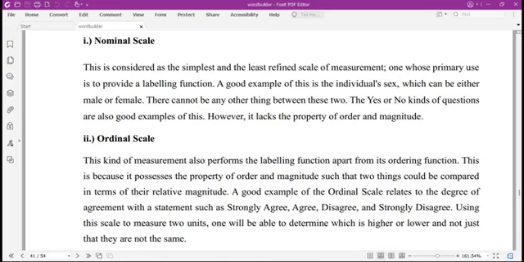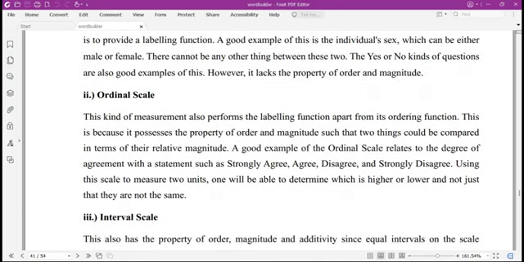So you see the difference between this and nominal scale. Yes, it's either you agree or you do not agree, but in this case, it has an order and magnitude. To what extent do you agree? To what extent do you disagree? It's talking about the magnitude of your decision. Do you just agree, or do you strongly agree, or do you just disagree, or strongly disagree? Using this scale to measure two units, one will be able to determine which is higher or lower, and not just that they are not the same.